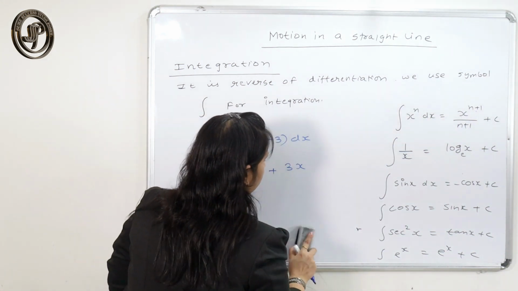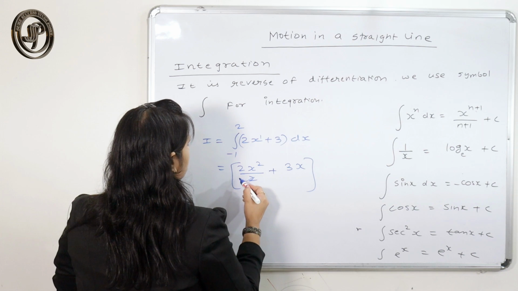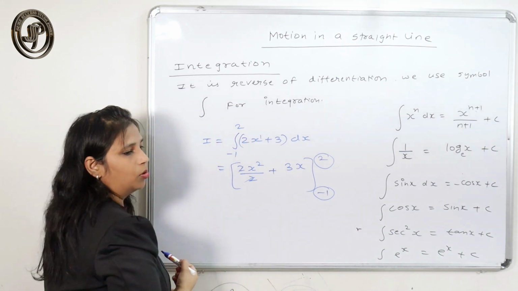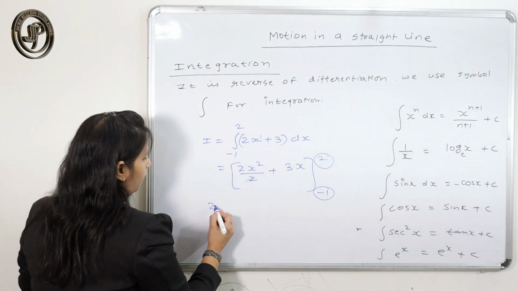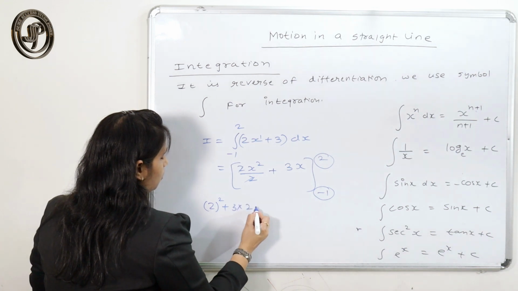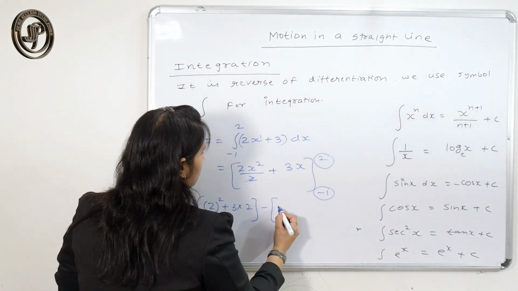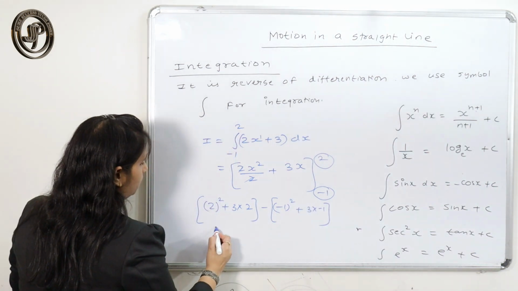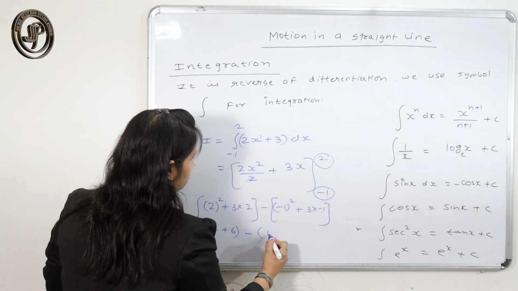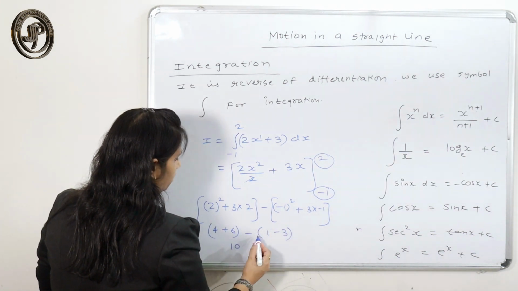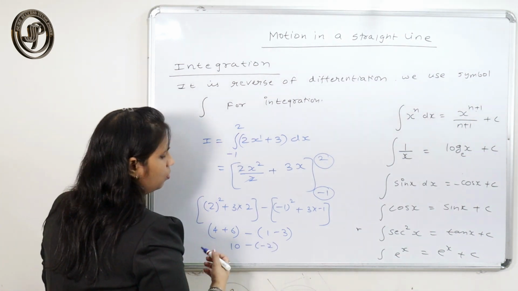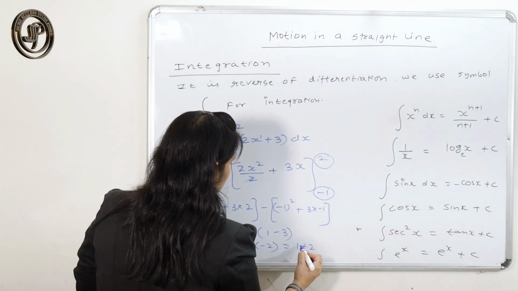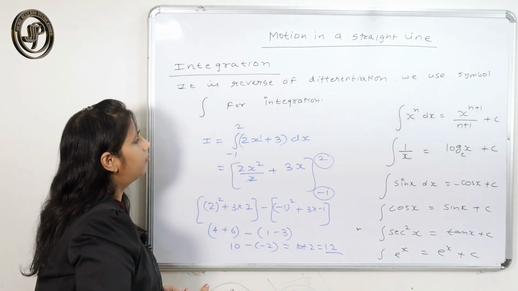Now, this will cancel out, minus 1 to 2. So this is my upper limit, this is my lower limit. So first I apply the upper limit. This is the upper limit minus, now I am replacing x with minus 1. So this will be my 4 plus 6 minus 1 minus 3. So it is 10 minus, this will be minus 2. Just the same way you solve in algebra, you just need to solve this. Okay, so this will be the final answer.